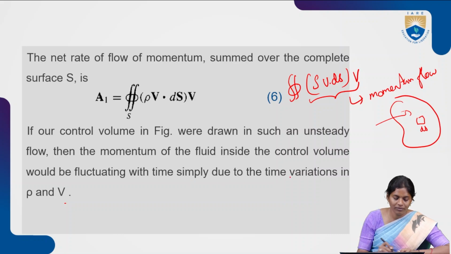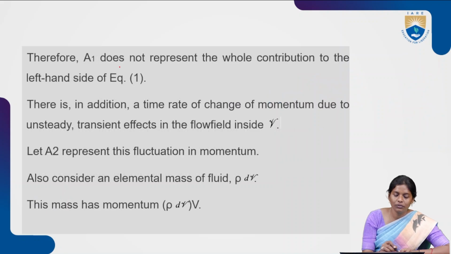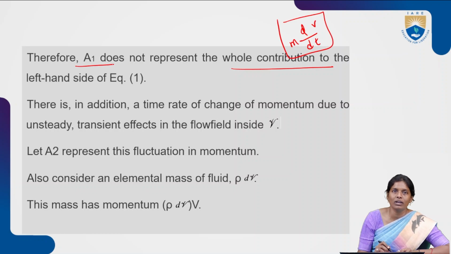So thus, due to time variation in density and velocity, A1 will not represent the entire contribution of the time rate of change of momentum, right? So the dV by dt term entirely will not be represented by A1 itself. So what do we have to consider?